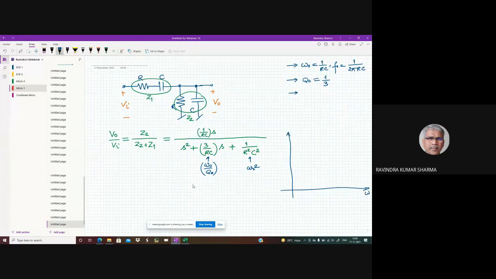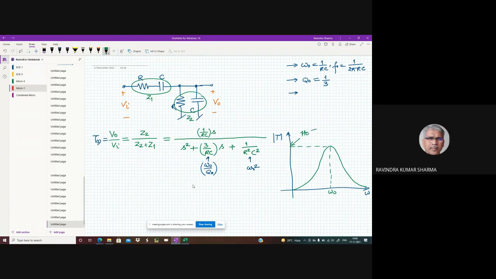ओमेगा वर्सेस if I am writing this as TS, so mod of T. So if you plot the response, it is like this, and this is what we call omega naught. और इस सेंटर फ्रीक्वेंसी पे जो गेन है, that gain is what we name as H naught.